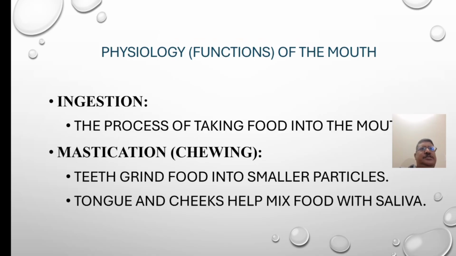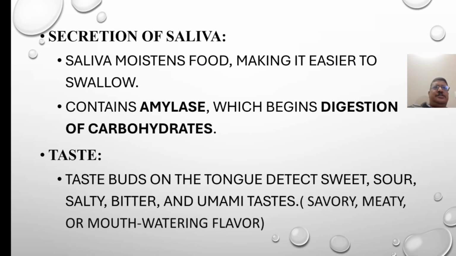Now physiology, functions of the mouth. Ingestion, the process of taking food into the mouth. Mastication: teeth grind food into smaller particles. Tongue and cheeks help mix food with saliva. Secretion of saliva: saliva moistens food, making it easier to swallow. It contains amylase, which begins digestion of carbohydrate.